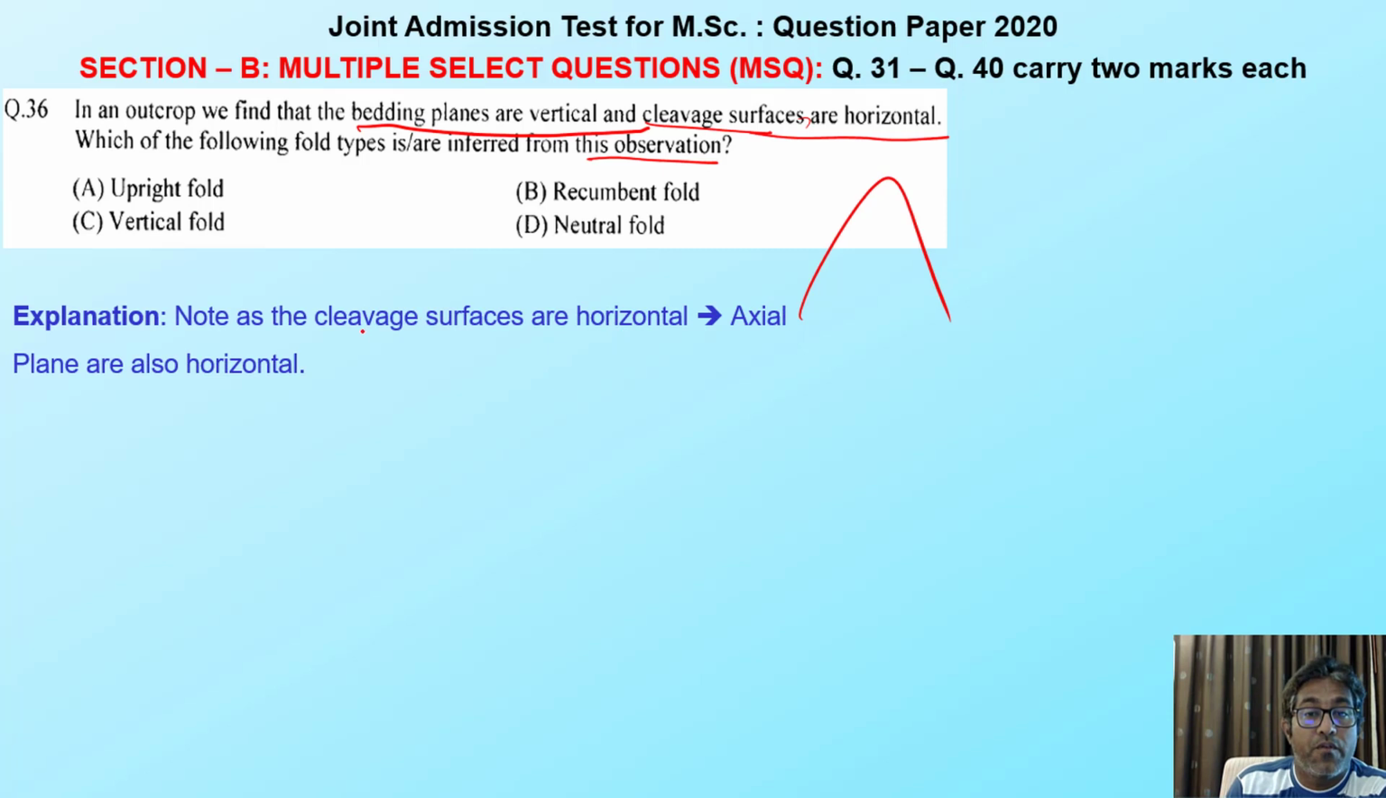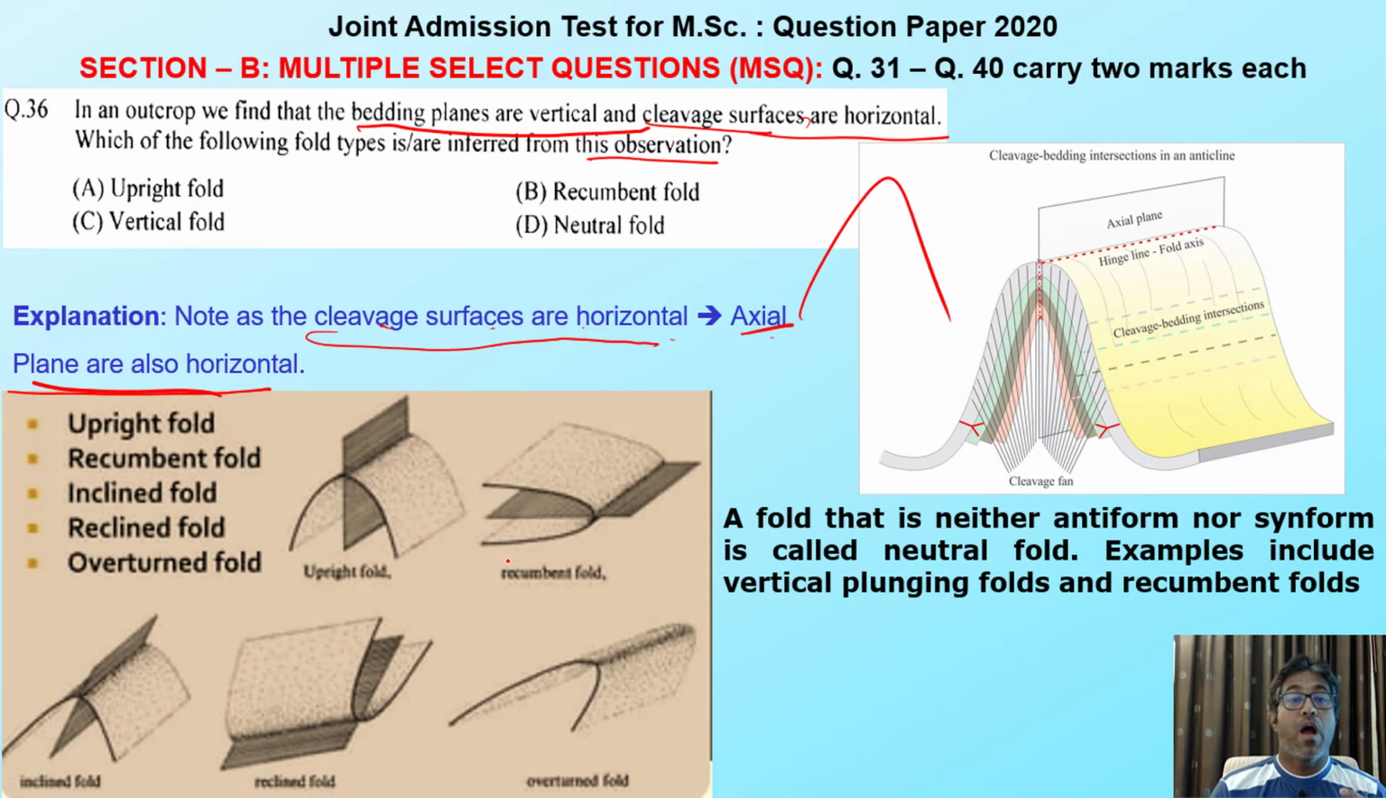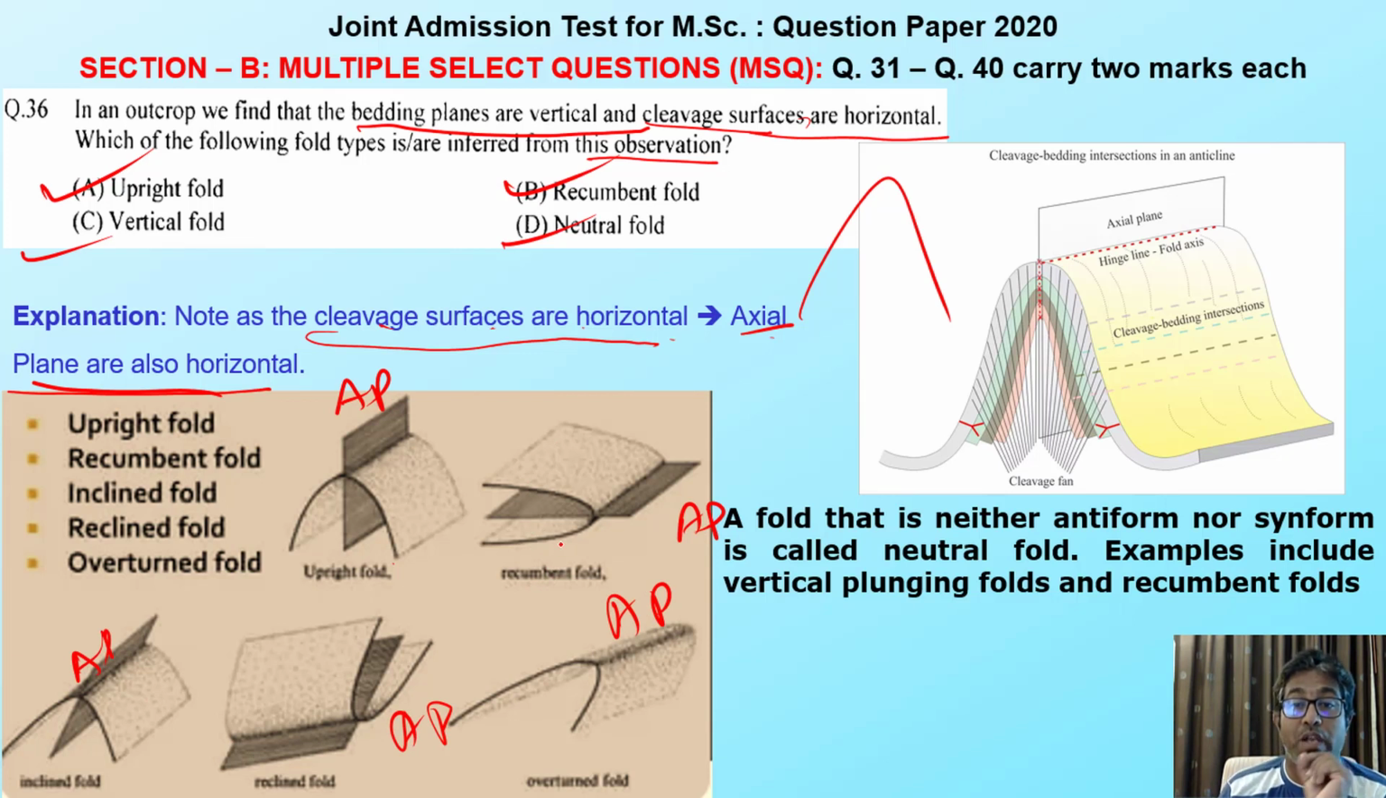Because with the help of the cleavage surface, I can identify the axial plane. If the cleavage surface is horizontal, this means the axial plane should also be horizontal. If I know the bedding plane direction and the axial plane direction, with this relation I can identify the upright, recumbent, vertical or neutral fold. Okay, any type of fold, we have a relation of bedding plane and axial plane. You know that a recumbent fold has a horizontal axial plane. So my option is B.